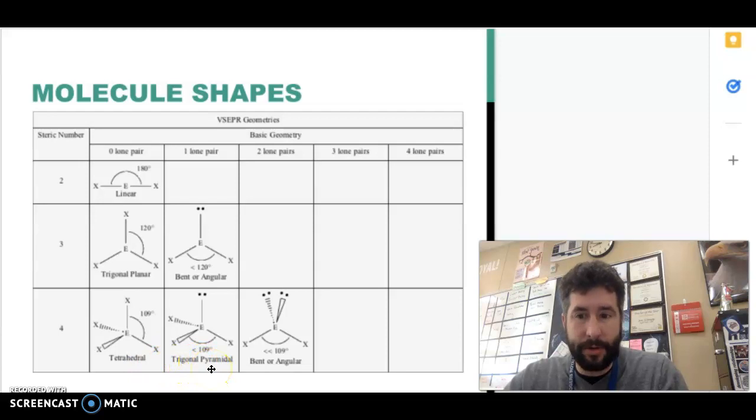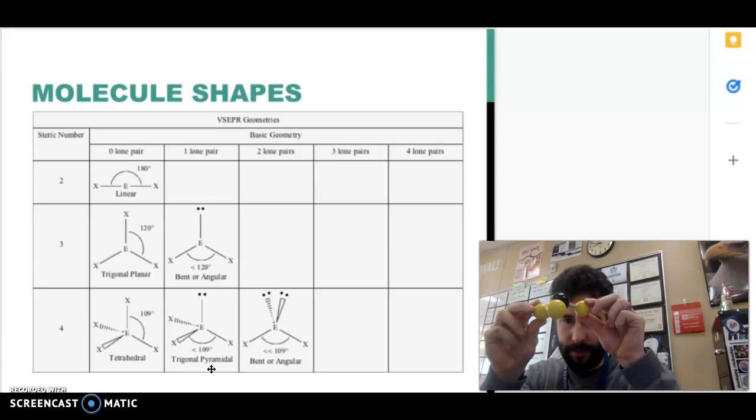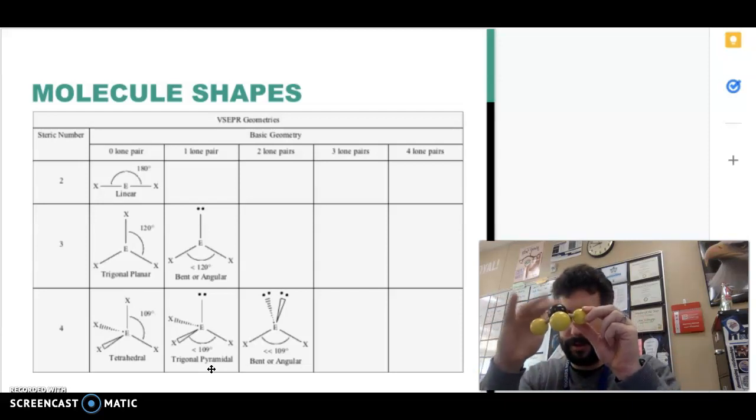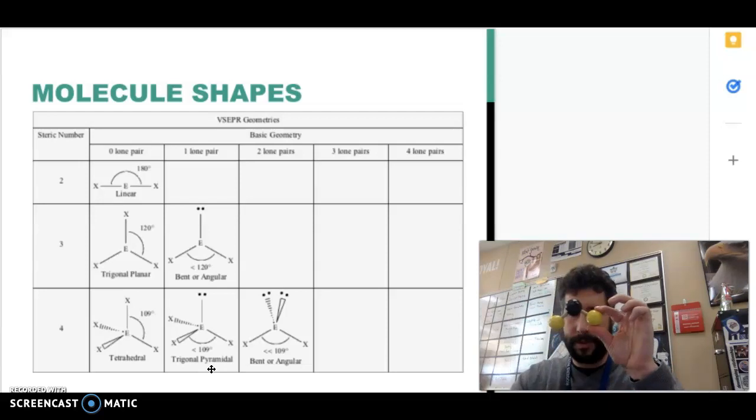Trigonal planar, or a triangle in one plane, that would be if we were to look at it like this, if we had an unshared pair on the top. So then we look at this, it's trigonal pyramidal, sorry. So it's a pyramid. So it's not quite in a plane. We can see that the yellow ones are, but the black one is up above. So it's a pyramid. And then bent or angular, again, would look kind of like that. So those are some shapes.